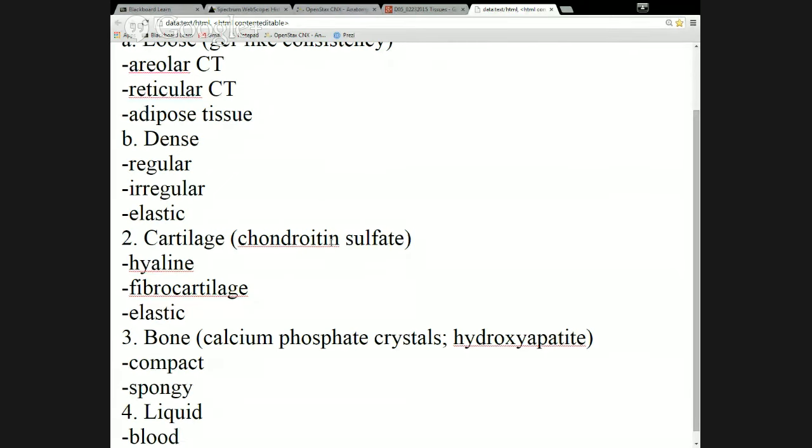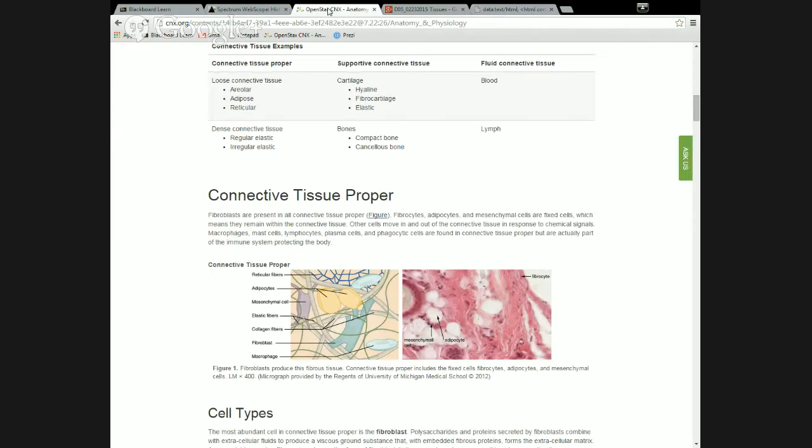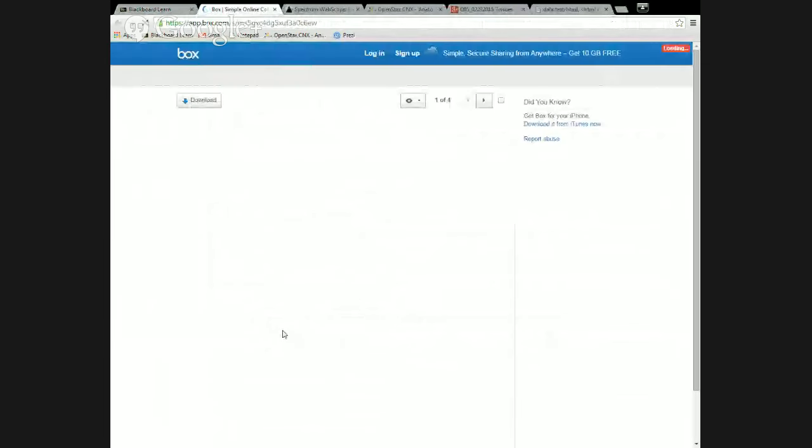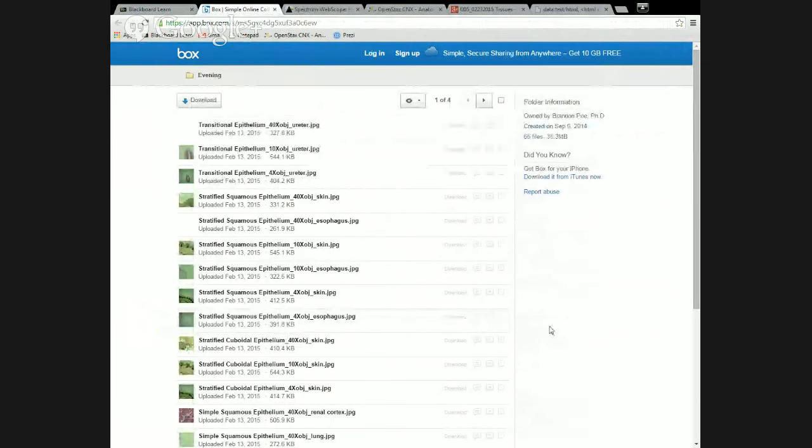So each of you is going to be in charge of looking at a particular tissue under the microscope. In doing that, you're going to capture images of that tissue. And I'm going to post that online where you can get to it. So right now there's a link in Blackboard that says microscope image capture. If you click on that, you'll go to this page here, which is just a cloud-based folder where I've stored images that were captured last semester by my MP1 students.